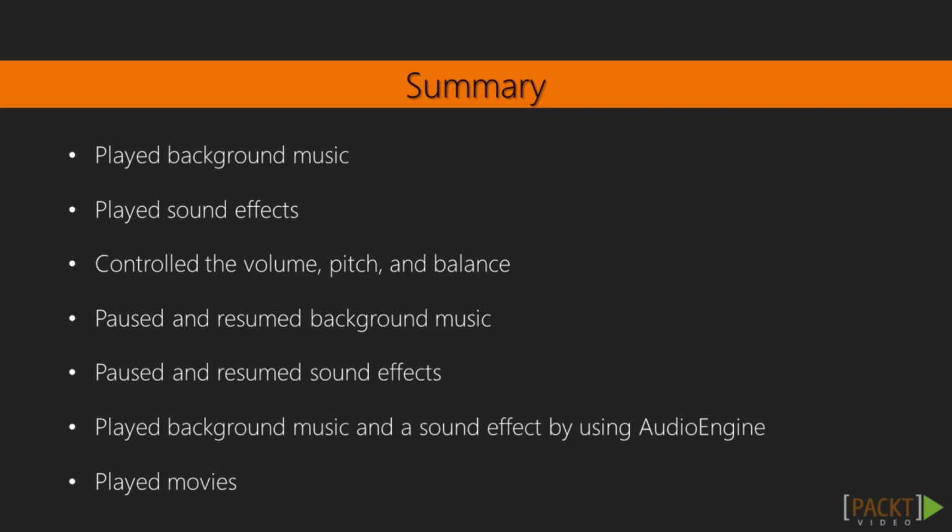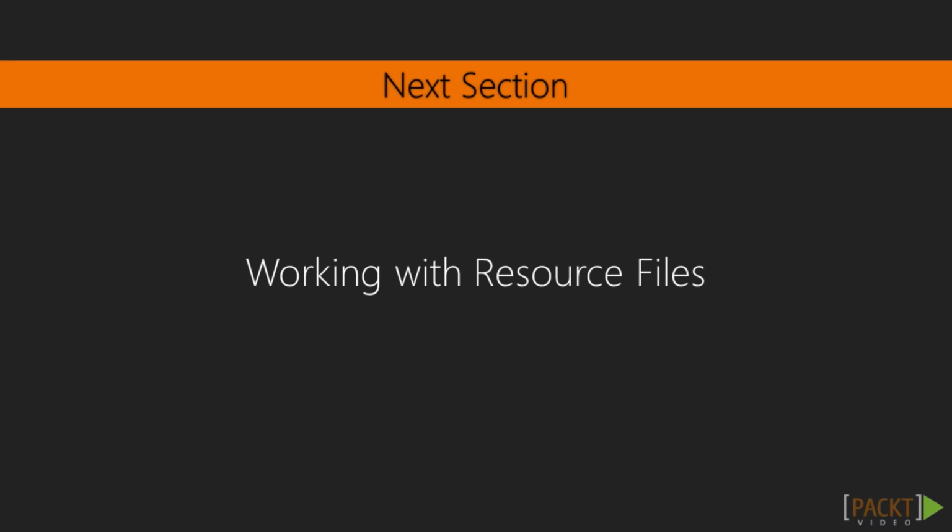Now, let's summarize what we have learned in the complete section. We have learned to play background music and sound effects using both Simple Audio Engine and Audio Engine. We have also seen that we can control their pitch and volume. We have understood how to pause, stop, and resume background music and sound effects. And last but not least, we played a movie. In the next section, we will work with resource files a game requires, for example, images, audio files, etc.